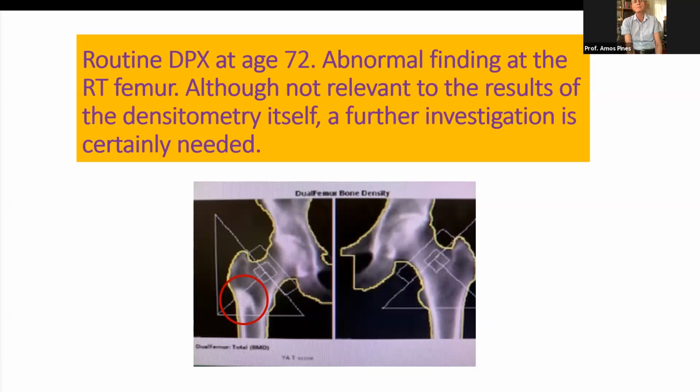You see this image, something is wrong in the femur on the right side. It's a patient age 72, and certainly it's an abnormal finding. It doesn't say what exactly is the finding, but it needs further investigation. And the value of the densitometry itself might be within the normal range. So this is a typical incidental finding that needs further investigation.